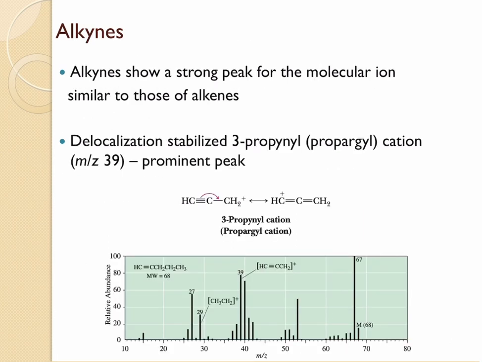Like alkenes, alkynes also show a very strong peak for the molecular ion. And one of the most important peaks in the case of alkynes is the resonance stabilized propargyl cation, which normally occurs at M/Z value of 39 in the case of unsubstituted propargyl cation.